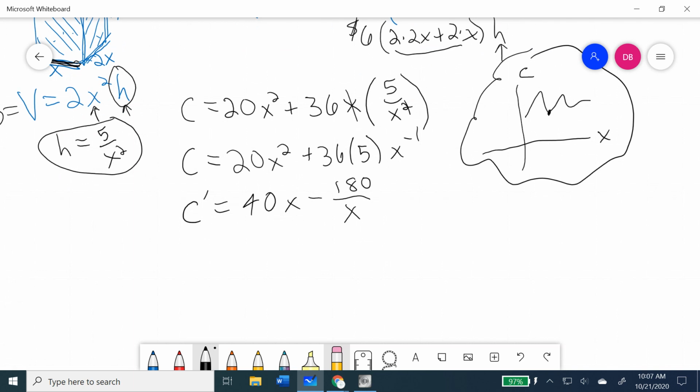And now I need to find my critical numbers. To do that, I need a common denominator. So I'm going to multiply top and bottom by x on that.